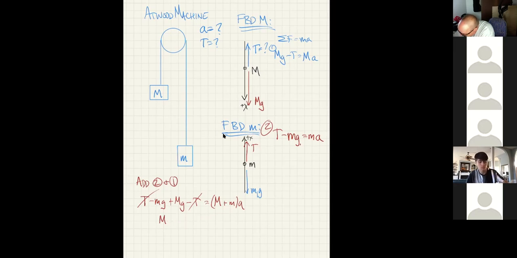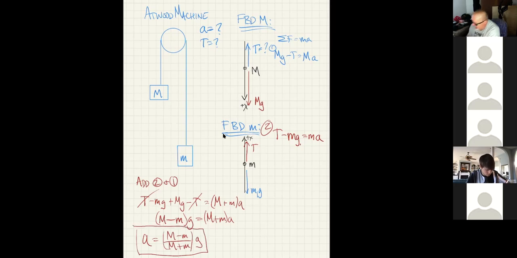Okay, oh, wait, one more. M minus M times G is equal to M plus M times A. So A is actually equal to, and this is a very common way we do things in physics, we like to write them as a dimensionless quantity in front of something that has a very common unit that we're used to dealing with. So M minus M over M plus M times G is exactly that way.